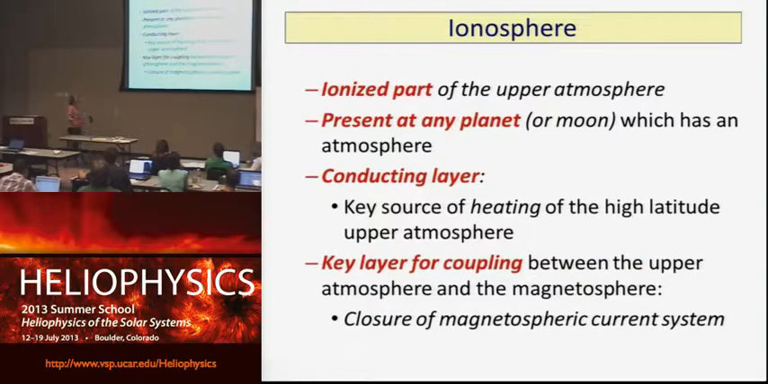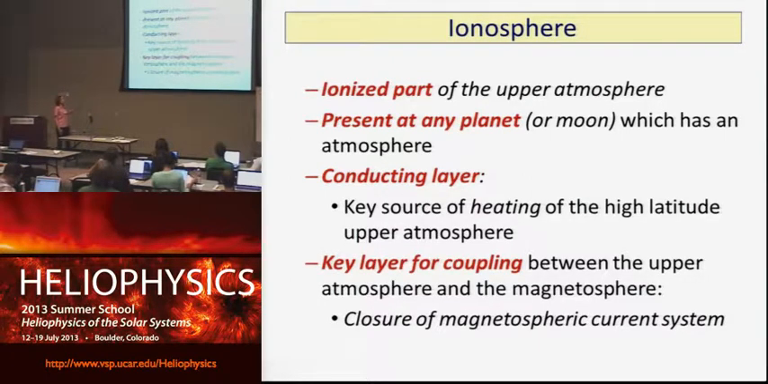So speaking of ionization, the ionosphere, what is it? It's the ionized part of the upper atmosphere. Again, it's present at any planet which has an atmosphere. As we will see later on, extreme ultraviolet has enough energy to ionize. And I mentioned earlier, extreme ultraviolet solar radiation is absorbed by any constituent. Unlike, for instance, in the MUV or in the infrared, where not all species are absorbent, in the extreme ultraviolet all species, at least for part of the spectral range, absorb.